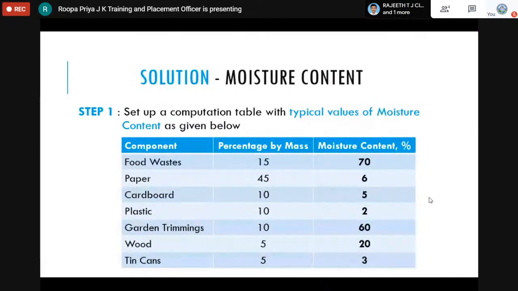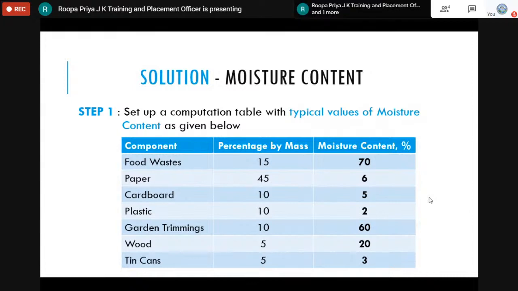So our step one should be setting up a computation table with the typical values of moisture content. So usually in the question papers, the moisture content is given. If they do not give it, then you'll have to remember the moisture content value and write the last third column, the moisture content with percentage. But usually they give the moisture content value, so you need not worry about it. So now you have three columns. The first column is about the component, the second column is about the percentage by mass, and the third column is about the moisture content in percentage.